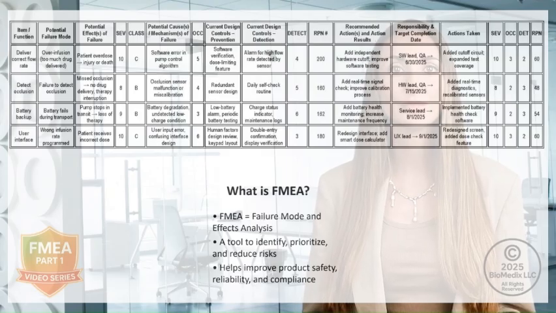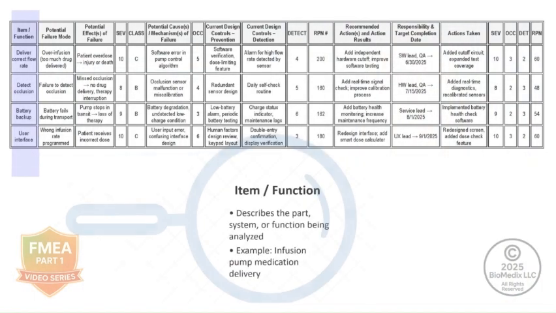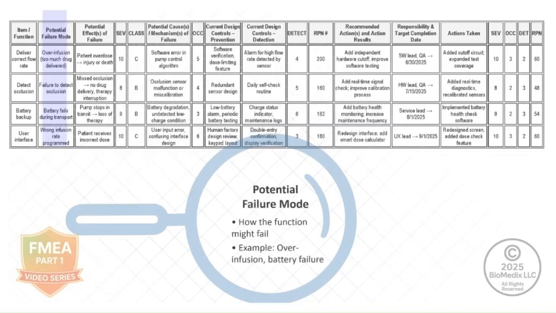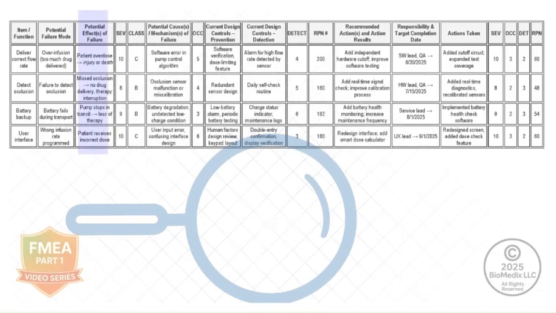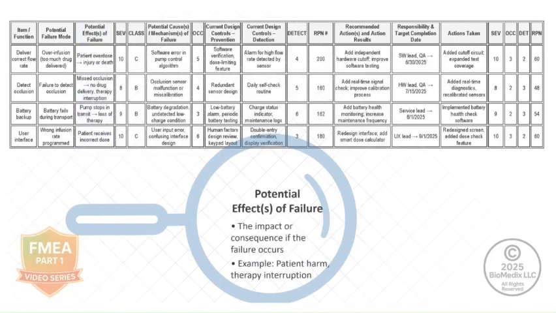We begin with item or function. This describes the part, system, or function we're analyzing. For example, the infusion pump's ability to deliver medication. Next is potential failure mode. Here, we list how the function might fail, like overinfusion or battery failure. Then comes potential effects of failure. This explains the impact if the failure happens, such as patient harm or therapy interruption.